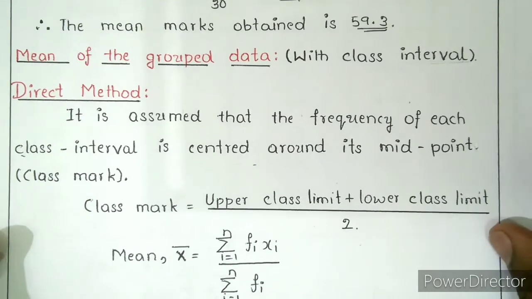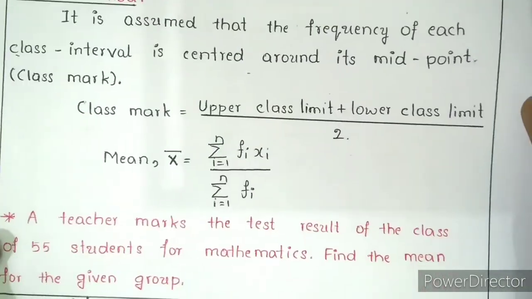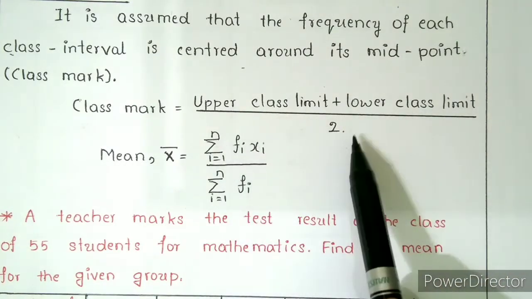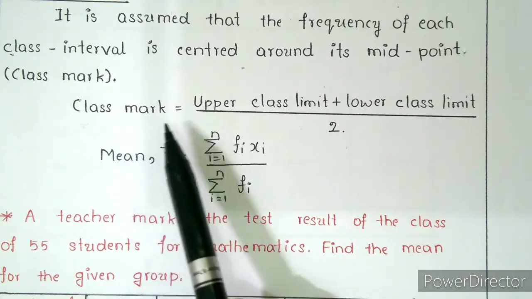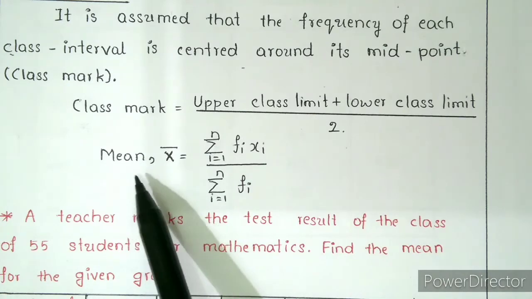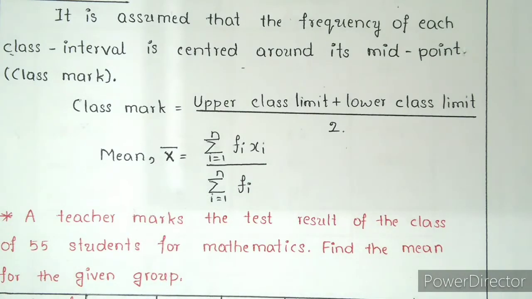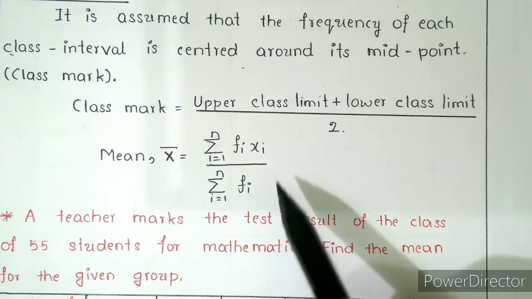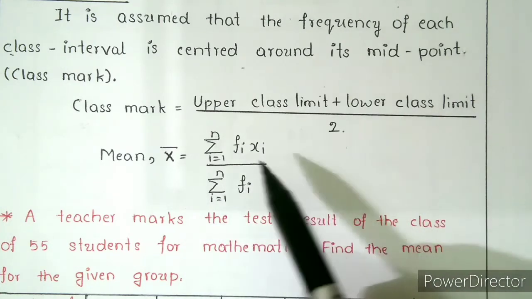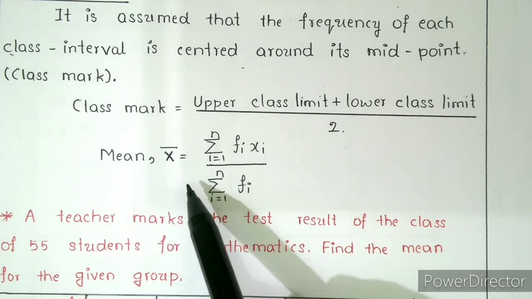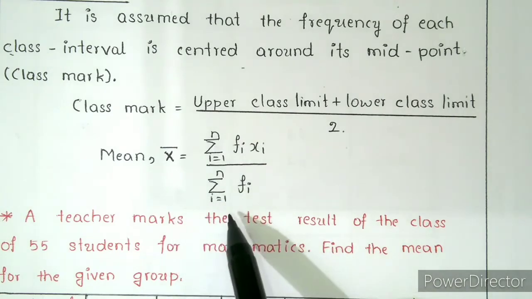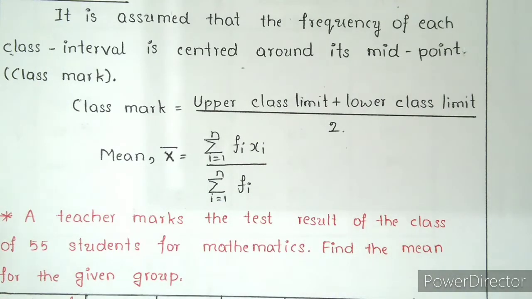So we have to find the class mark. The formula for finding the class mark is equal to upper class limit plus lower class limit divided by 2. So mean x bar equal to summation i equal to 1 to n fi xi divided by summation i equal to 1 to n fi. So the same formula you have.